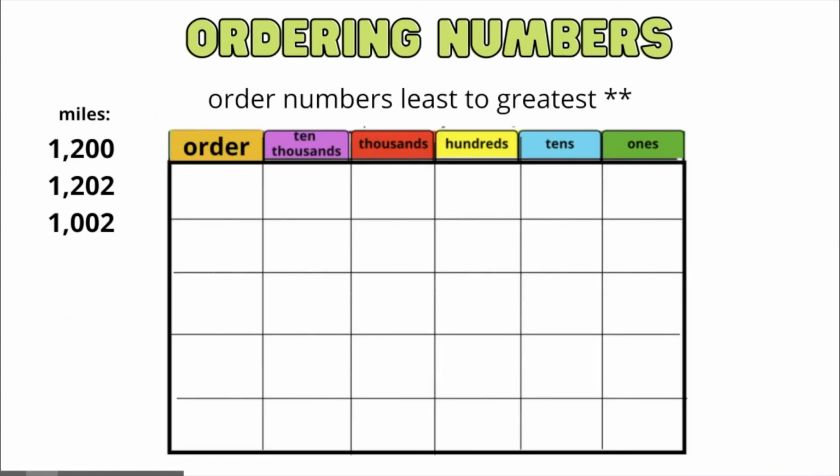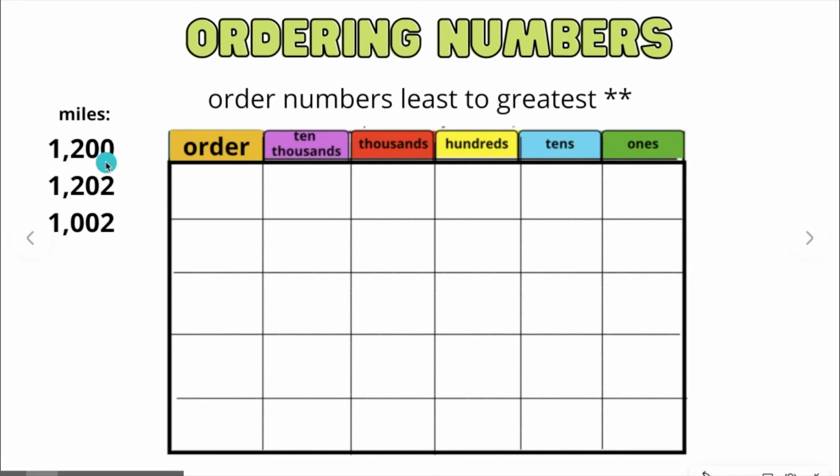So the first thing you're going to do is have your place value chart. Your ones, tens, hundreds, thousands, 10,000s. And if you see your number is not that big, you can stop and go ahead and write the word order on the next column. And what we're going to do is plug these numbers in, starting with the ones.